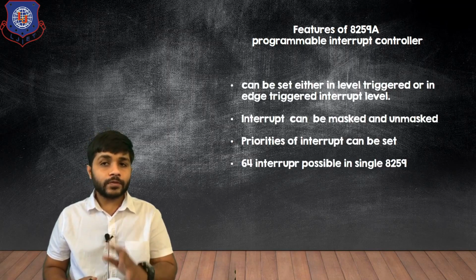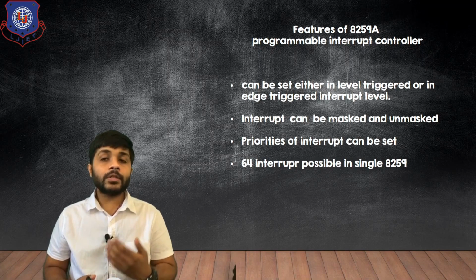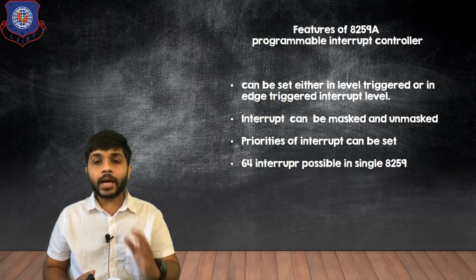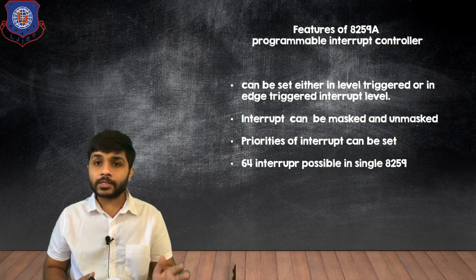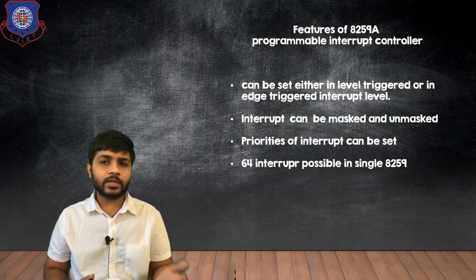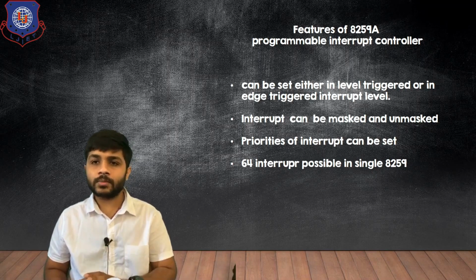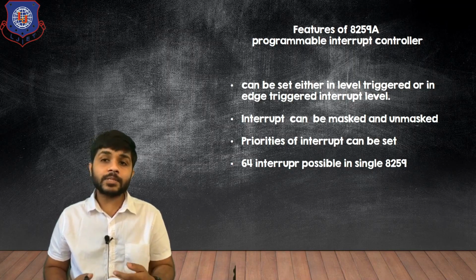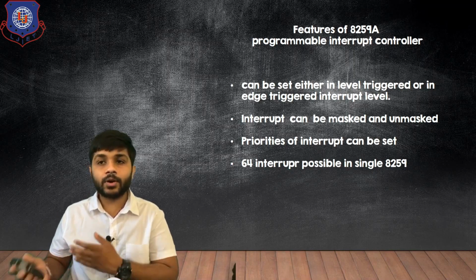Before going to see the features, if you remember, for the 8085 there are a total of 5 interrupts and the priority of these interrupts is fixed. And some of those interrupts are level trigger, some of those interrupts are edge trigger. Some interrupts are maskable, some interrupts are non-maskable.